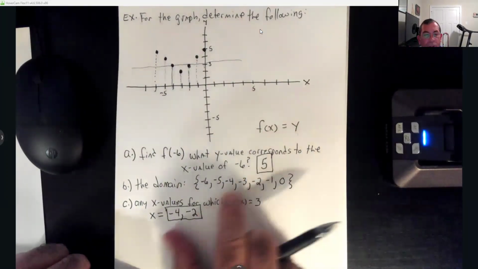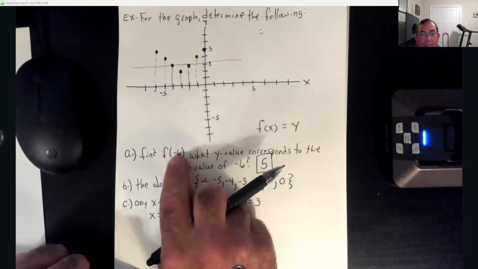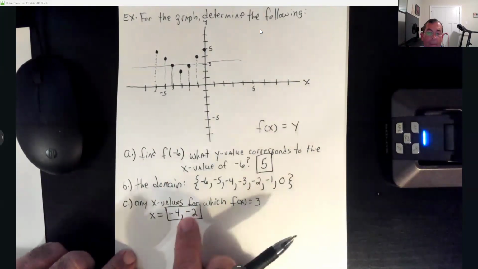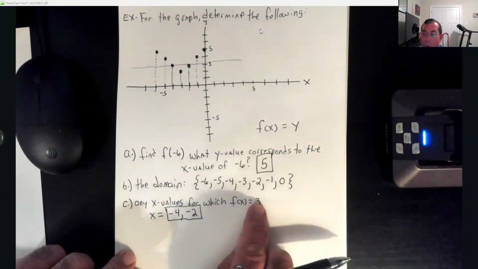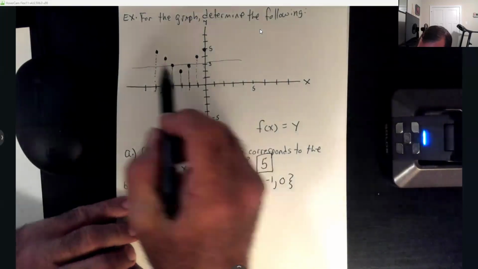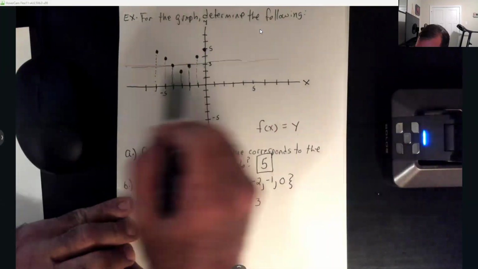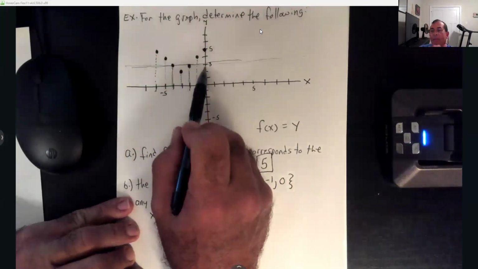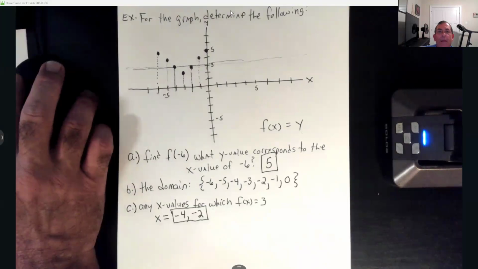So these problems are sort of opposite of each other. This one gave me the x. I found the y value. Down here, they're giving me the y value and we're finding the x values. Y'all just remember, anything that crosses that horizontal line at 3 would have that value, okay?